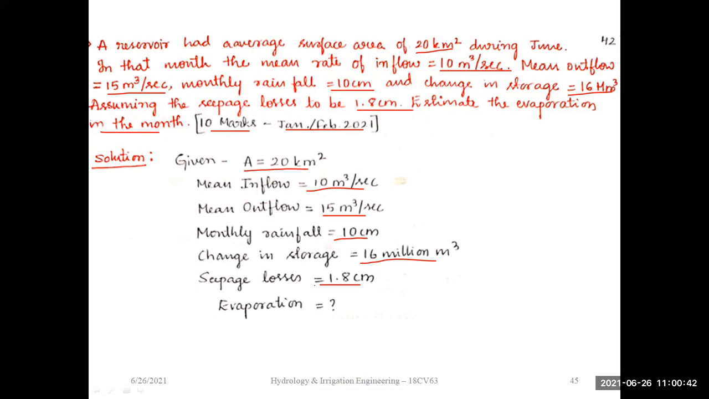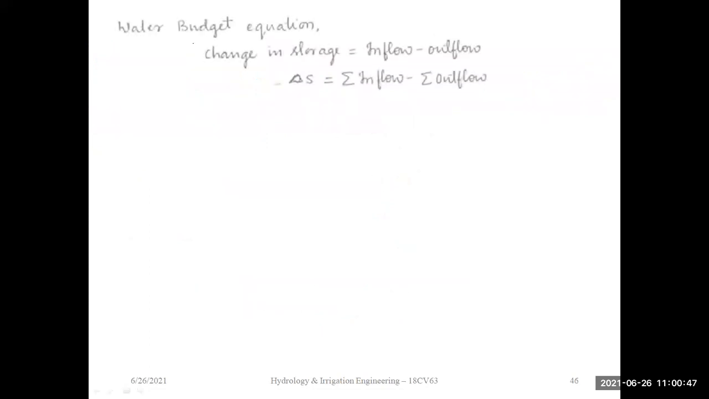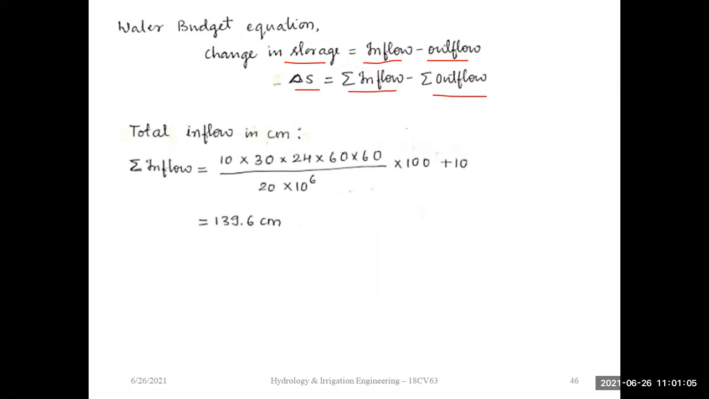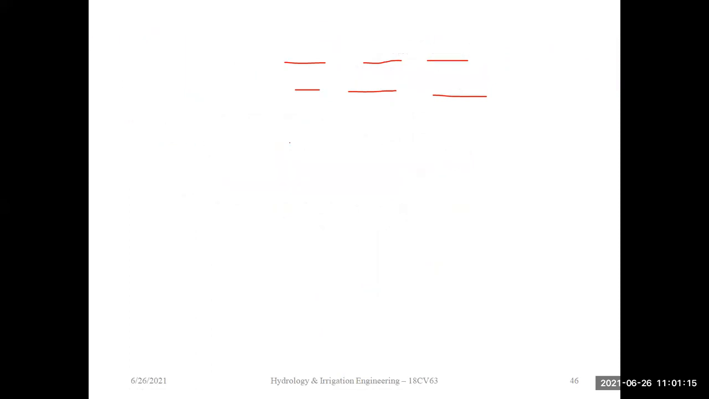See in this, as they have given inflow and outflow, we are going to use the water budget equation. So I hope you remember the water budget equation. The water budget equation is that the change in storage is equal to inflow minus outflow. So here delta S is equal to summation of inflow minus summation of outflow. Okay, so they have given a mean inflow and mean outflow. So we have to calculate the total inflow and total outflow. So the total inflow in centimeter is, see inflow, how many inflows are here?